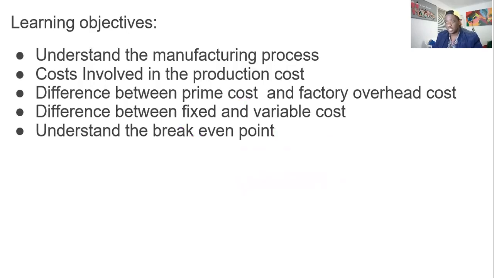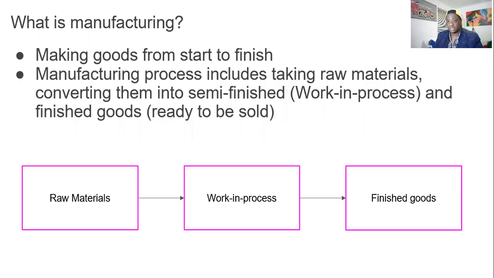So let's start with the learning objectives. The first learning objective is to understand the manufacturing process. The second is to be able to understand the costs involved in production. Thirdly, you should be able to differentiate between the prime cost and the factory overhead cost. And then you should also be able to differentiate between fixed and variable cost. And last but not least, you should be able to calculate and analyze the break-even point. All right, let's get into it.